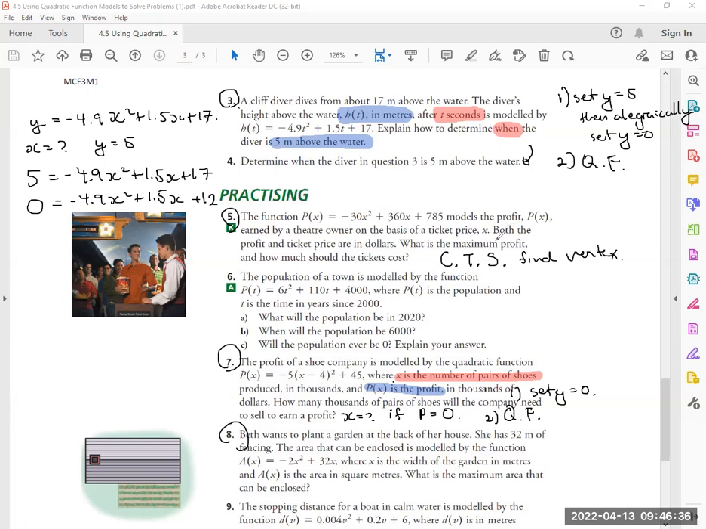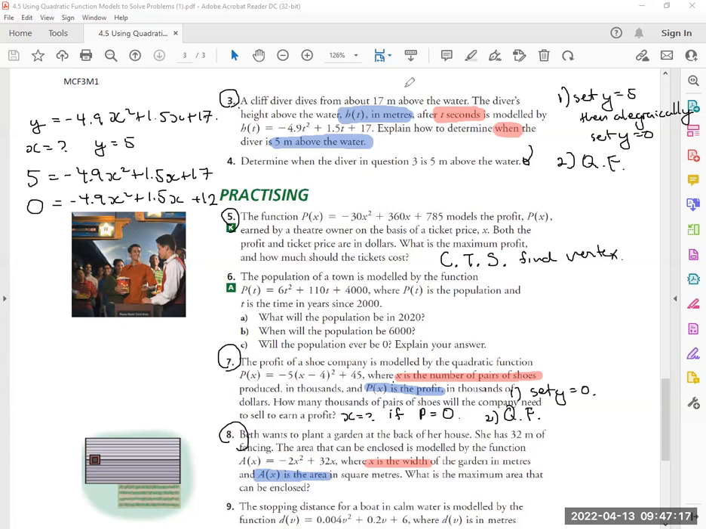Remember, everyone, when we get to our quest, I'm not going to tell you what to do for the word questions. I just give you something. You have to essentially figure it out yourself, right? Number 8, Beth wants to plant a garden at the back of her house. She has something, something, something. Here's a bunch of dimensions. The area can be modeled by this equation, where X is the width of the garden in meters, and the Y value is the area in square meters.